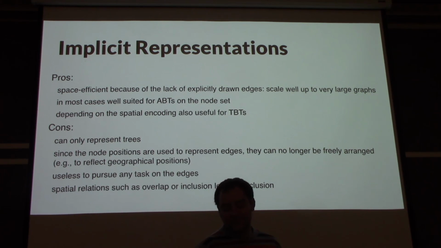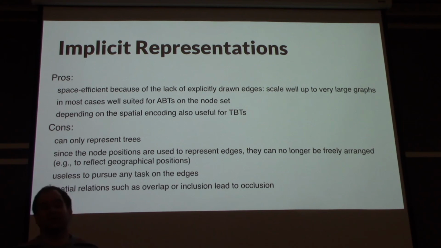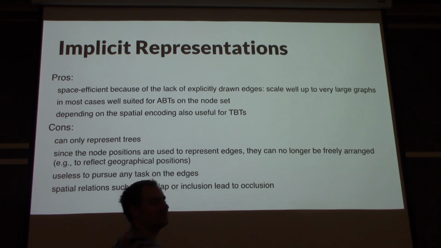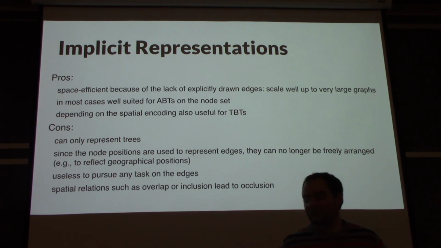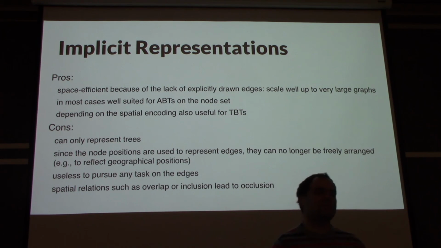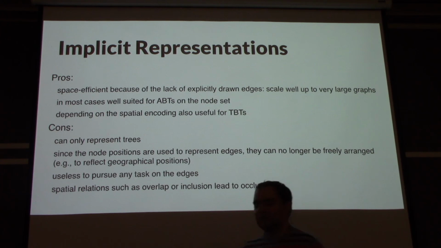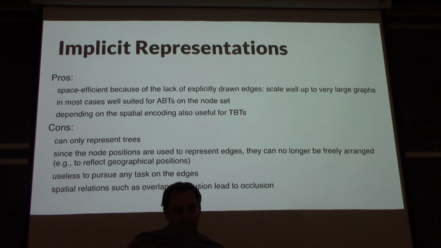The node positions are used to represent the edges. They can no longer be freely arranged, so we can't really do a tree map on top of a map. We've seen this work by the people from UCL, from London, that did this mapping to London districts, but there they only had approximate locations. So if you really want to have strict locations, it doesn't really work.